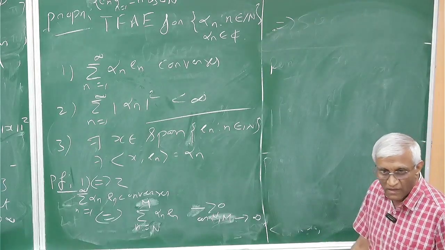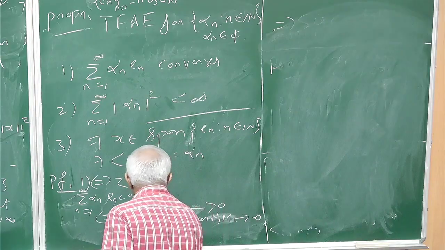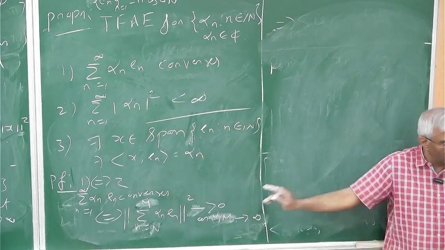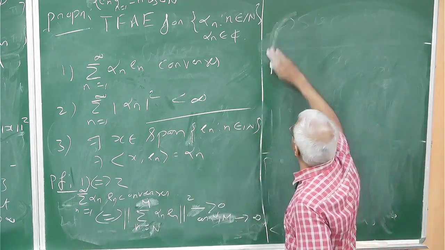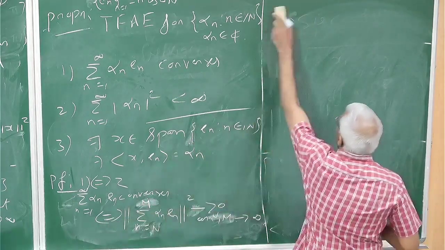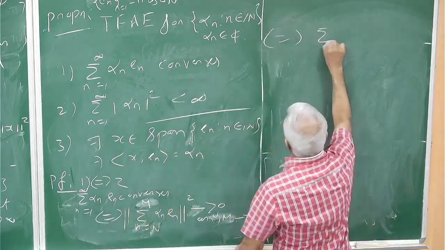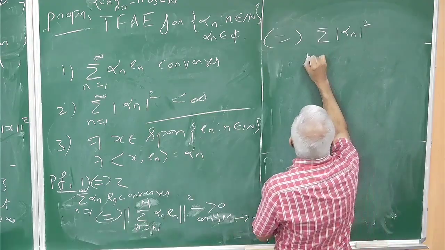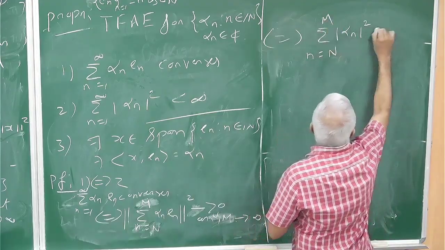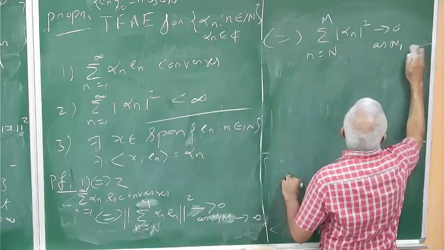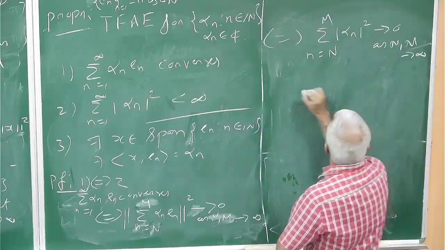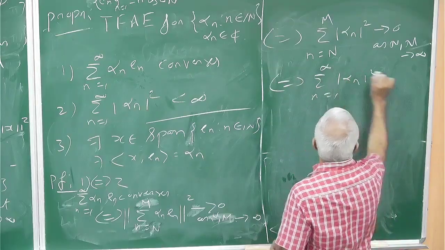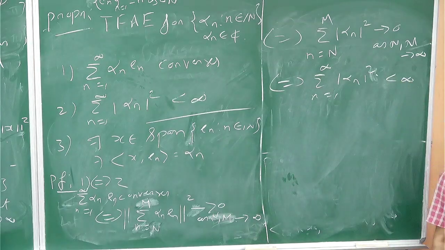This goes to 0. This is equivalent to saying the norm square of this goes to 0. Something goes to 0 if and only if its norm goes to 0, if and only if its norm square goes to 0. Which is equivalent to saying, but this is just orthogonal vectors, so this is the same as summation of alpha n square, n equal to n to m, goes to 0 as n and m go to infinity, which is equivalent to saying summation of mod alpha n square is less than infinity. Okay, all those things are the same.